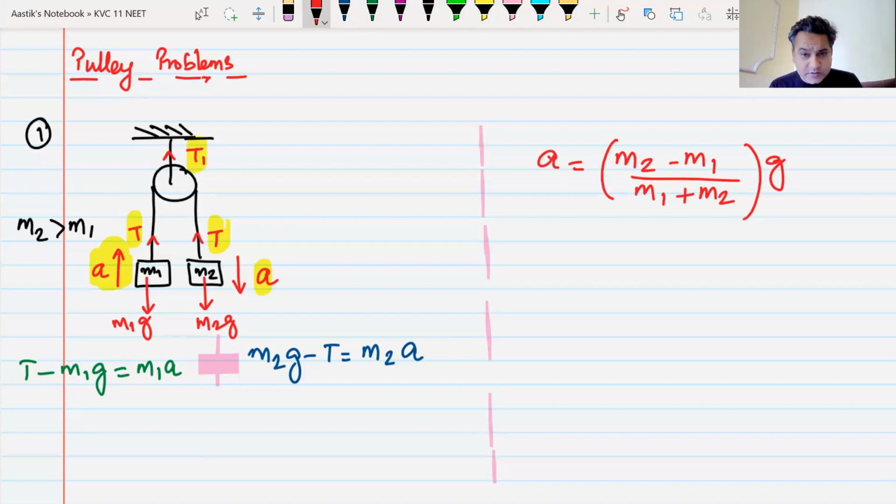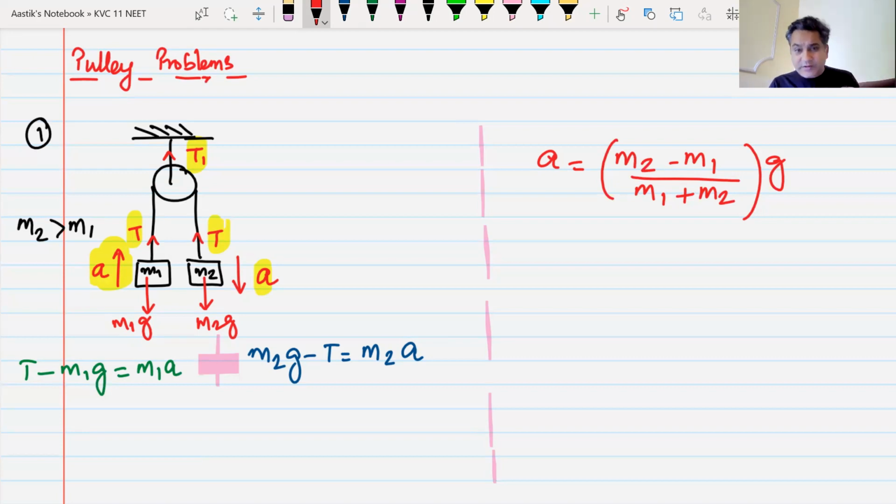You know how to make the equation. You also know how to solve those equations. If you add these two equations, you will get the value of acceleration: M2 minus M1 divided by M1 plus M2, into G. If you can remember this acceleration directly, you don't have to do all this. You can straight away remember and write the acceleration. Do we understand this?